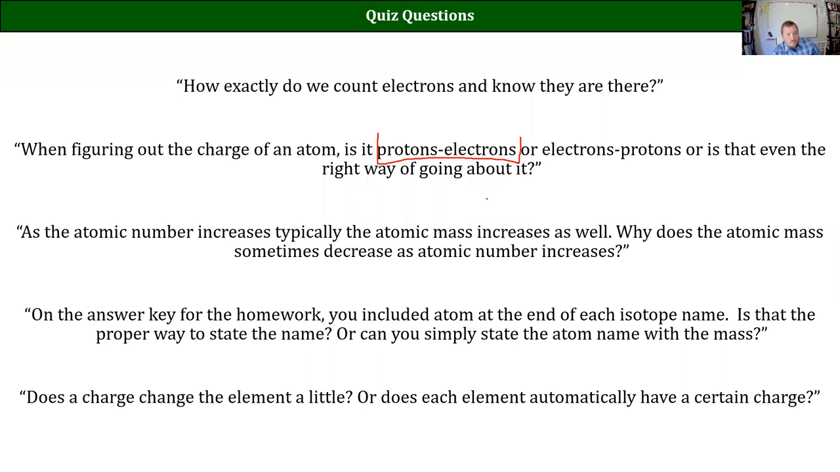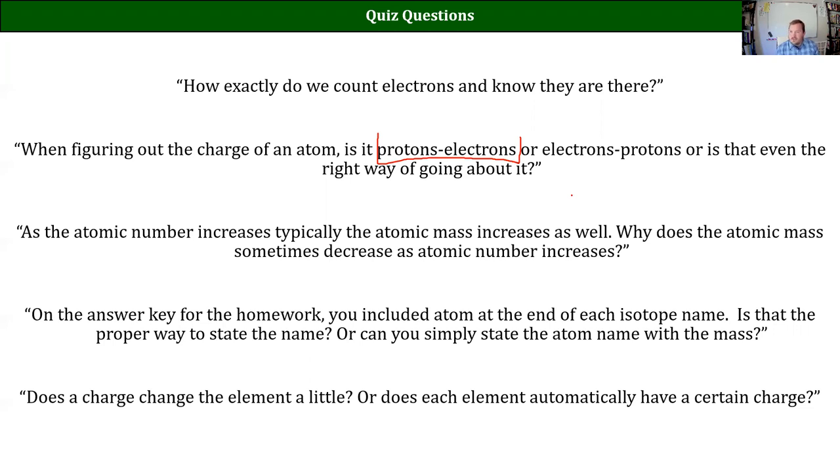So there is a formula to it. I like to think about it less in terms of a formula and more in terms of you just add up all the things that are positive and then you add all the things that are negative. The sum of those two charges will be your overall charge. But for a lot of people, it's helpful to have a specific formula, which would just be number of protons minus number of electrons will give you the overall charge for an atom or for a molecule.